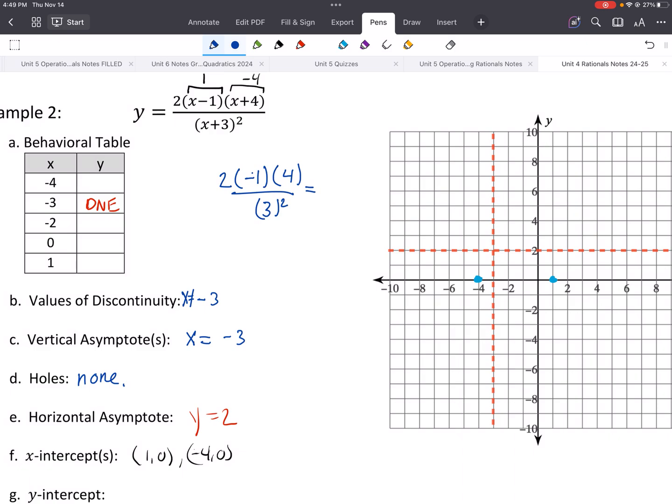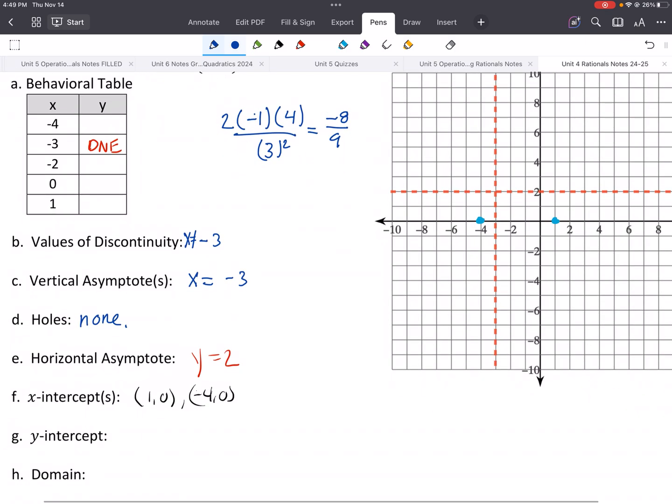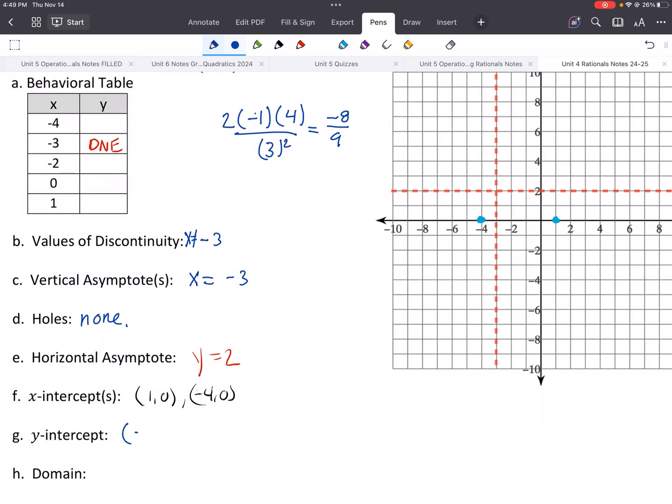All right, so here we'd have what? -8 over 9, so -8/9. And if you prefer it as a decimal, that is just fine too. So 0, -8/9, sorry. Or again, that's about 0.9, -0.9. Okay, so we could plot that. About right here. Okay, and let's fill in what we have. So -8/9. At 1 it's 0, and at -4 it's 0.